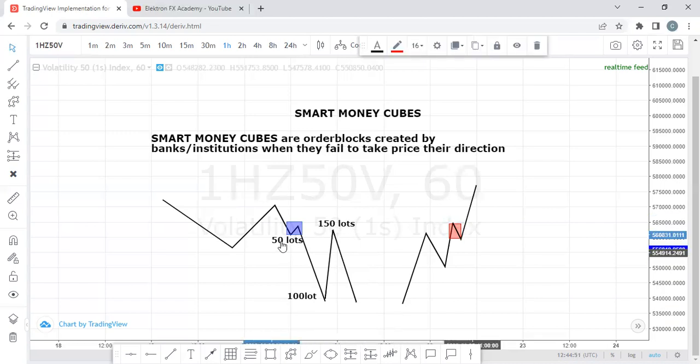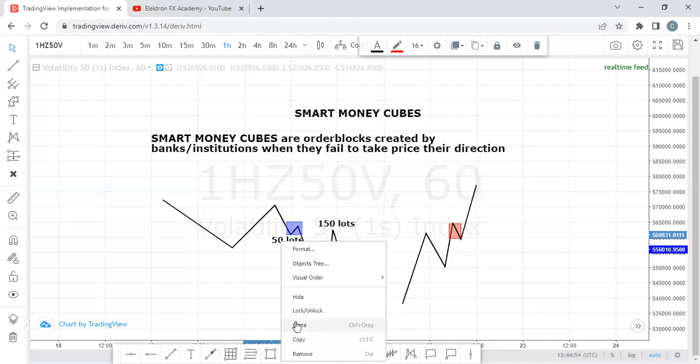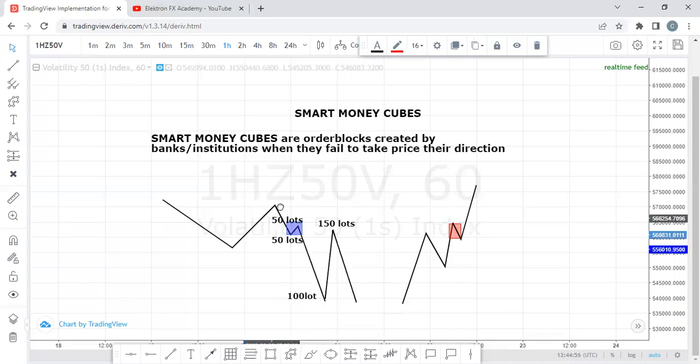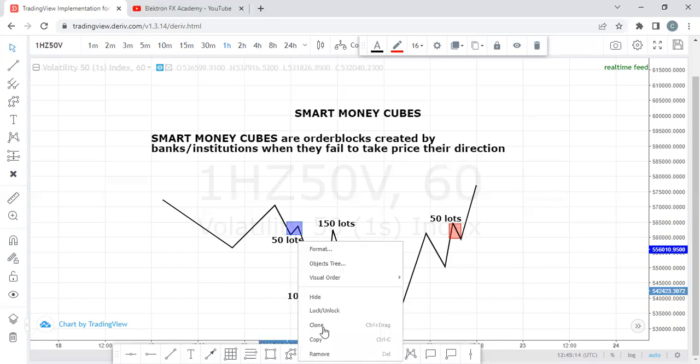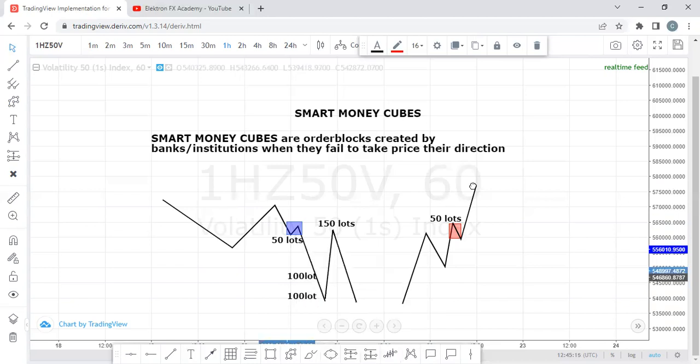So let's assume the same thing was happening. Maybe the market was buying, and then a bank tried to sell here with 50 lots, and they could not take price lower, right? So what did they do? The price was against them. They were negative all this move. So what do they do here? They come and they do the same thing. They now sell with a bigger lot. At least the market moves based on orders, right? So they have to sell back here with a bigger lot, maybe to mitigate this loss.